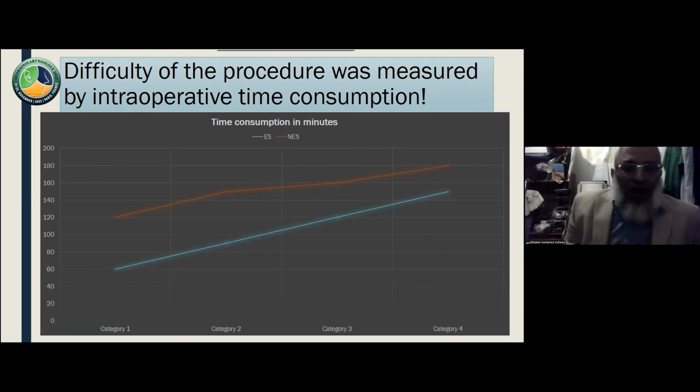As we can see here, the time consumption in the conventional technique is significantly higher compared to the endoscopic technique, which provides proper visualization of the field. Thus, the technique can be performed in an easier manner.